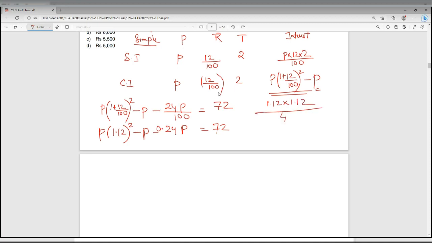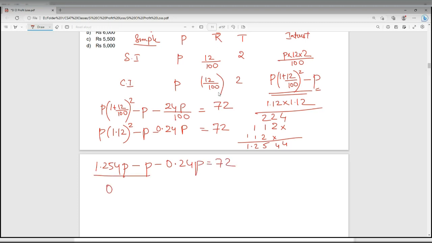This is 1.2544. So I would take it as 1.254 P minus 0.24 P is equal to 72. This is equal to 0.254 P minus 0.24 P is equal to 72.